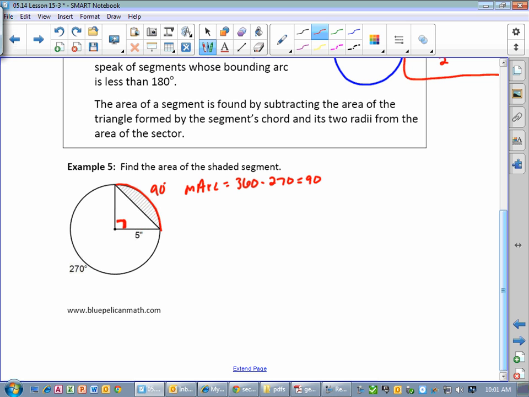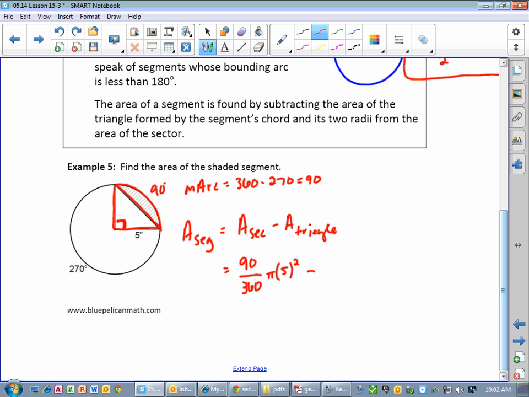Okay. So the area of the segment, again, not very good notation for this, I'm just going to call it A sub seg, is the area of the sector, right, minus the area of the triangle. So for the area of the sector, we have our arc measure, which is 90 degrees, out of 360 degrees, times pi times our radius squared. All right, that's the area of the sector. Minus the area of this triangle.